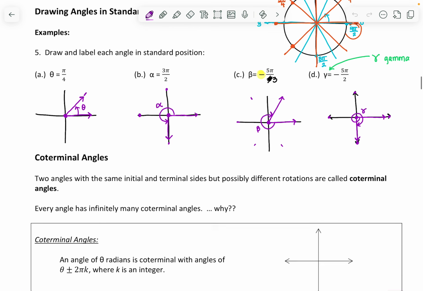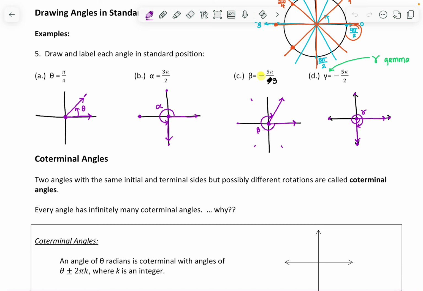Now, if we look up here at the examples we did in the last section, example B, angle alpha, 3 pi over 2, and example D, angle gamma, which was negative 5 pi over 2, they both have an initial side on the positive x-axis and a terminal side on the negative x-axis. So these angles are coterminal. We can see, however, that their measure is not the same. So even though they're defined with a different measurement, they land in the same spot. Coterminal, same terminal. That's what that means, okay?